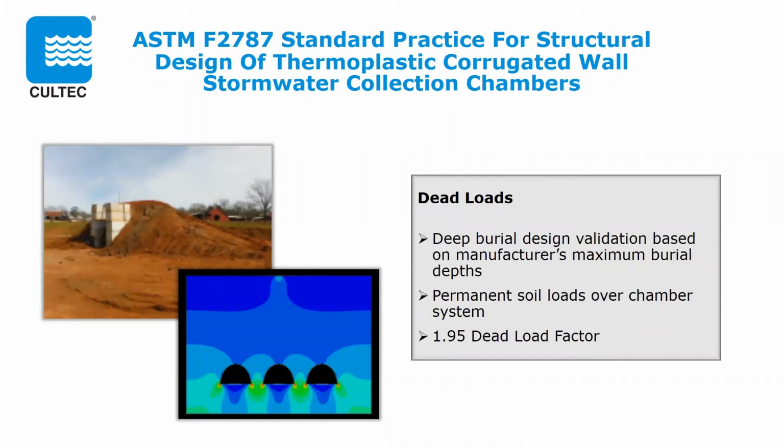Let's move on to the dead loads. Each manufacturer designs their products to function under varying conditions, including permanent soil cover at maximum depth of installation. Deep burial design is validated both via finite element analysis and large-scale in situ tests, applying a soil load of 120 pounds per cubic foot per industry standard for analysis. A 1.95 dead load factor is used per AASHTO.